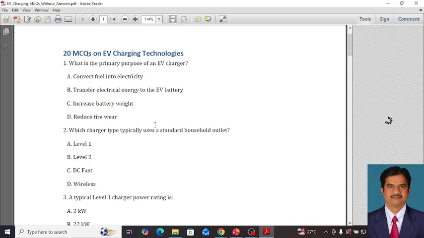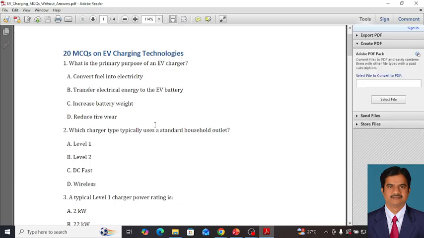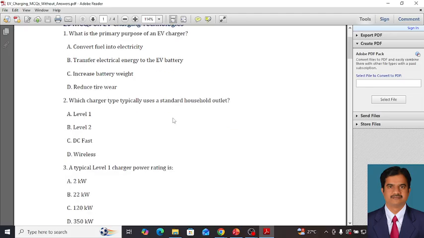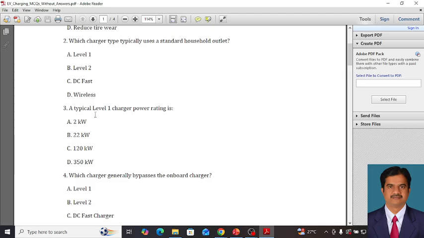First one, what is the primary purpose of EV charger? Transfer electrical energy to the EV battery, B. Which charger type typically uses a standard household outlet? Level 1, A. Typically level 1 charger power rating is 2 kilowatt, A.